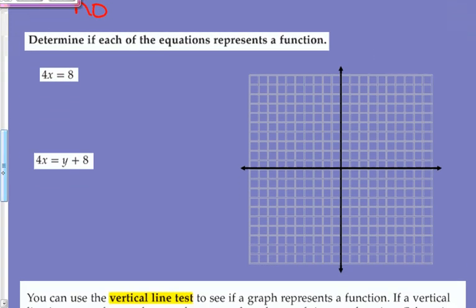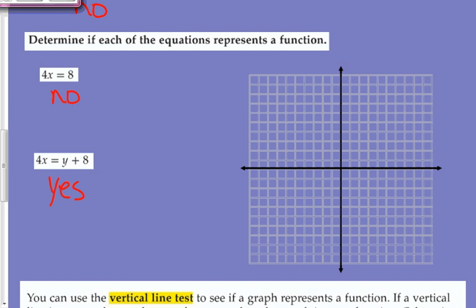Here's another one. Determine if each of the equations represent a function. Well, when you're looking at an equation, all you're going to have is an x value. There is no y. So no, it's not a function. When you look at these, if you don't see a y, it's not a function. This one down here has 4x equals y plus 8. There is a y, and there is an x. So yes, this is a function. They can be paired up.